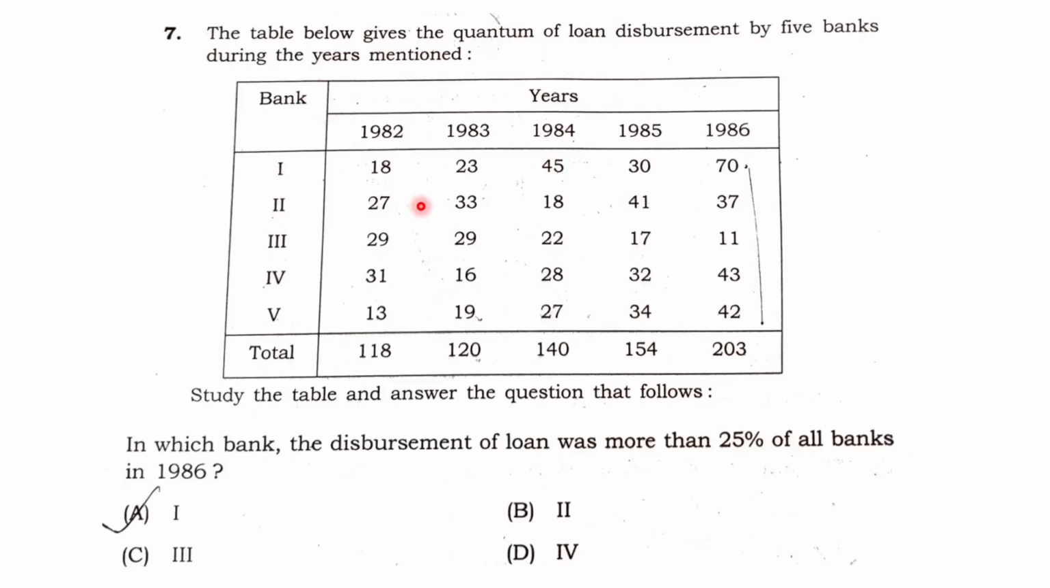The table below gives the quantum of loan disbursements by 5 banks. So there are 5 banks, and these are the loans given in the individual years. The question is, which bank gave loans more than 25% of all the banks combined in 1986? In 1986 all the banks combined had 203. We are not focused on this. Instead we are focused on the highest amount, because it is 25% of all of that. Clearly we see that 70 is the highest. So if we add them all up and try to find which bank disbursed more than 25%, then the math comes out to option A.